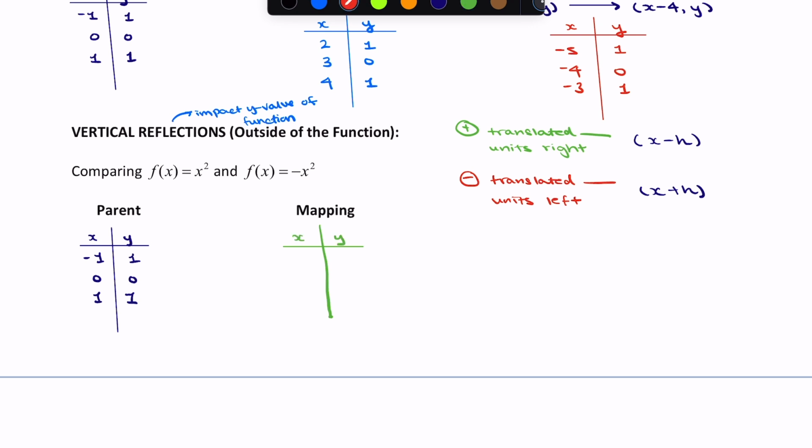So if we look at our mapping notation, it goes from x, y, and it impacts our y value with a reflection. So here it'll be x and -y. So all our y values will be negative. So here we have -1, 0, and 1 for x values. Those stay the same. But our y values are all negative. So it becomes -1, 0, and -1.